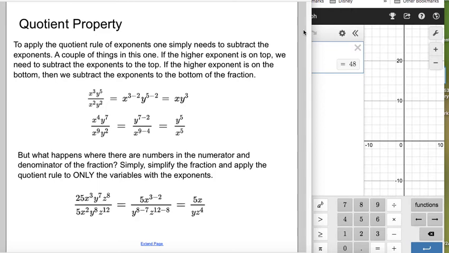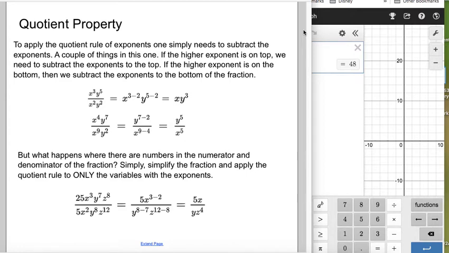The next rule that we're going to talk about is the quotient property. The quotient property is when you're dividing expressions, and it's what you do with the exponents when you are dividing an expression. To apply the quotient rule of exponents, one simply needs to subtract the exponents.